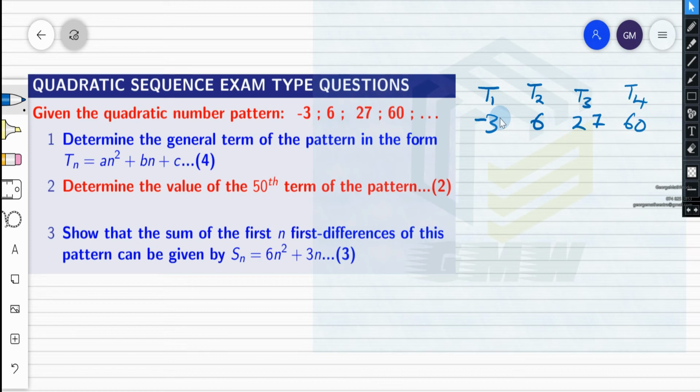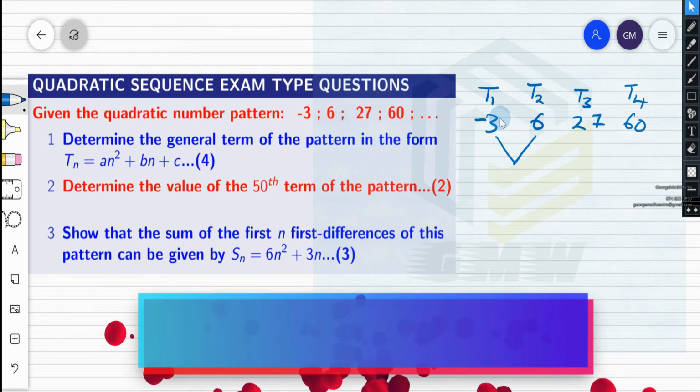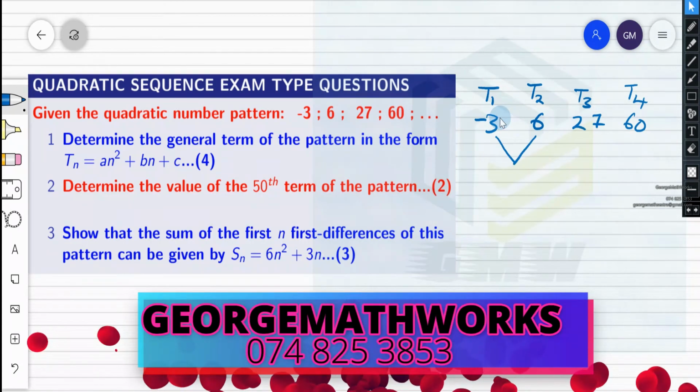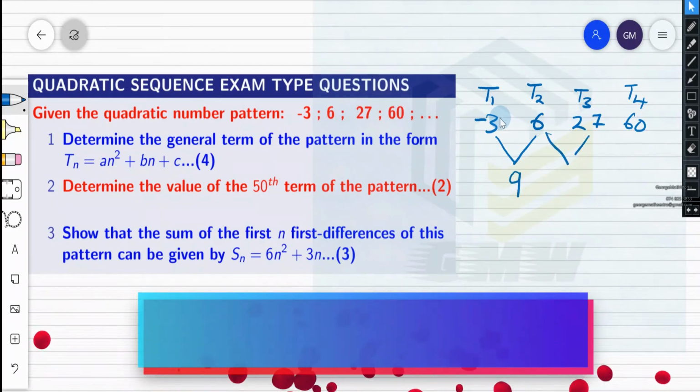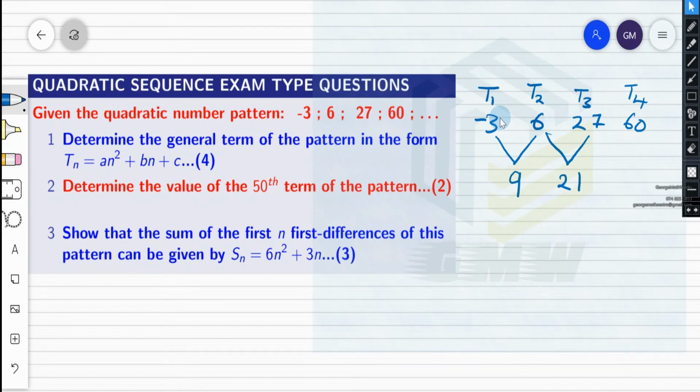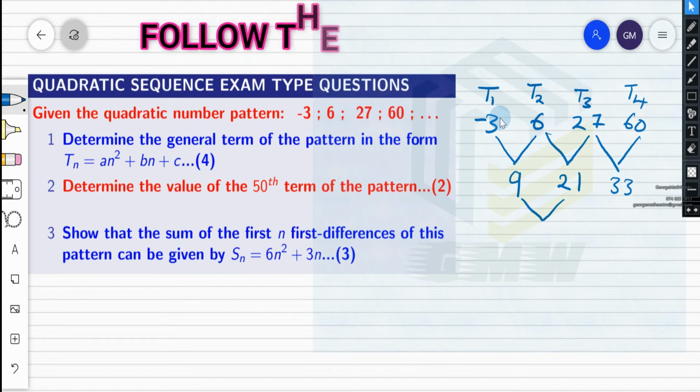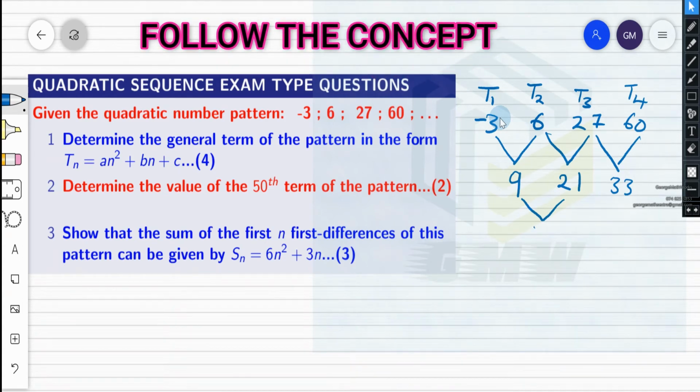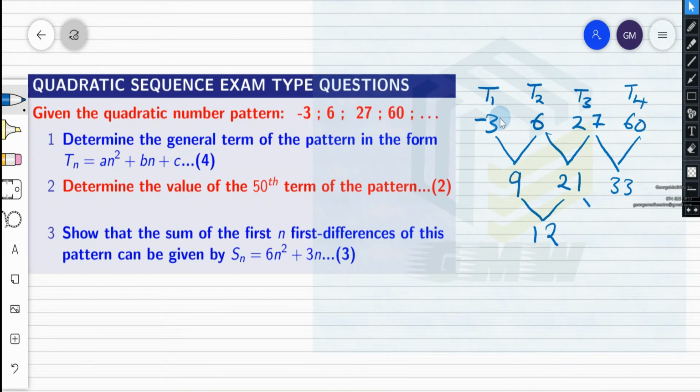From what we just learned, if these are what I'm given, then we looked at how to calculate the first difference. If you say 6 minus -3, at this point it will give you 9. If you say 27 minus 6, you will get 21. If you say 60 minus 27, you will get 33. Now we go for the second difference. If you say 21 minus 9, you will get 12. If you say 33 minus 21, you will get 12.